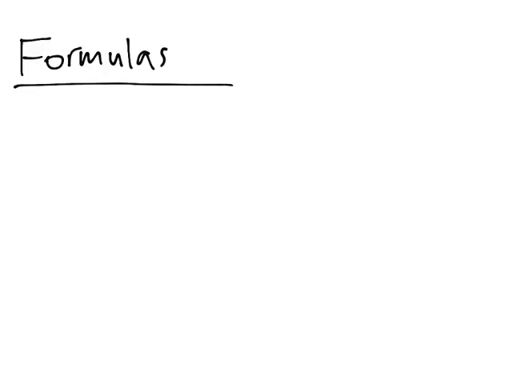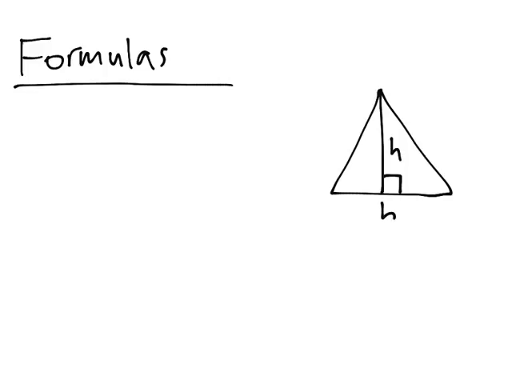For example, if we have a triangle which has a height h and a base of b, then the area a is equal to 1/2 base times height. This is a formula that relates these three quantities a, b, and h.